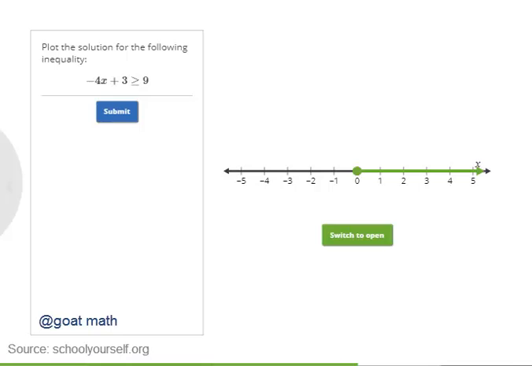Now it's time for you to solve and graph inequalities with negative coefficients. First up is this inequality. Negative 4x plus 3 is greater than or equal to 9. So first solve this inequality and then graph it over here. And feel free to ask for a hint if you get stuck.